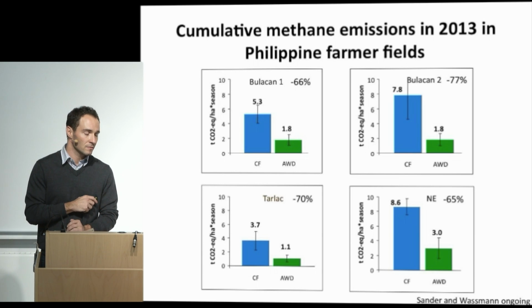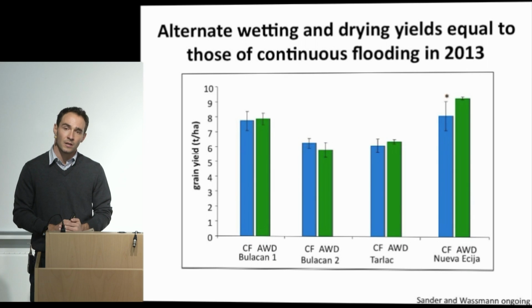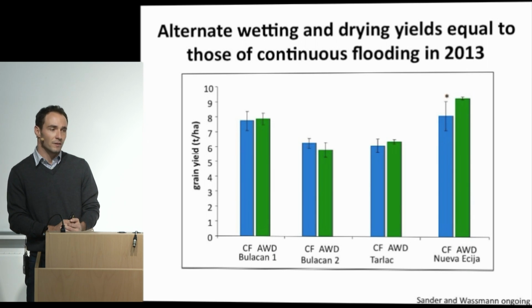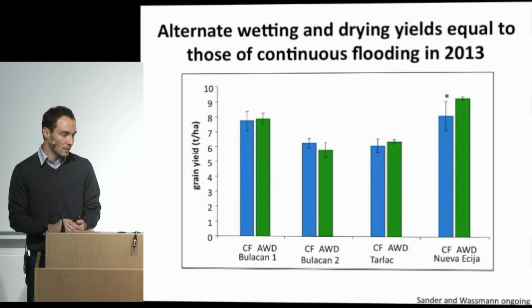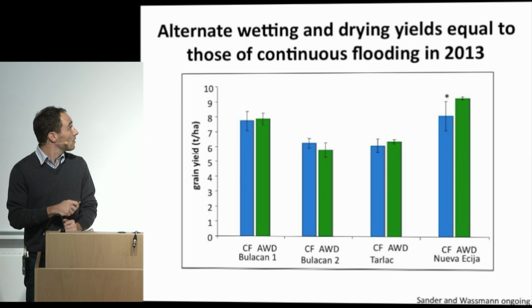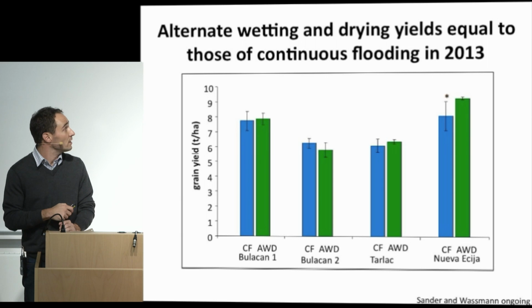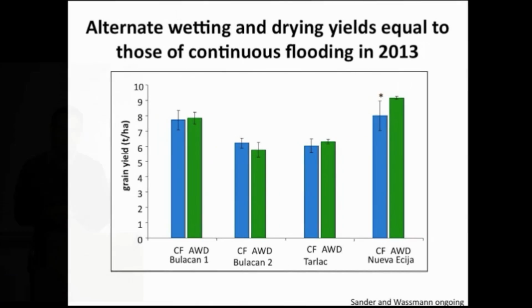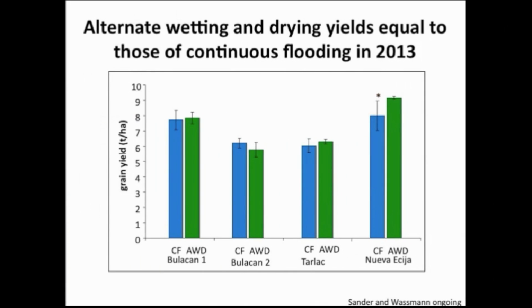The other good part of this story is really that you see no differences in yield. With the continuous flooding in blue and the alternate wetting and drying in green, across all the sites, you see the yields basically remain the same. And so this alternate wetting and drying in these areas of the Philippines immediately seems to make sense that it might be a win-win, even across some of the social constraints of water management.